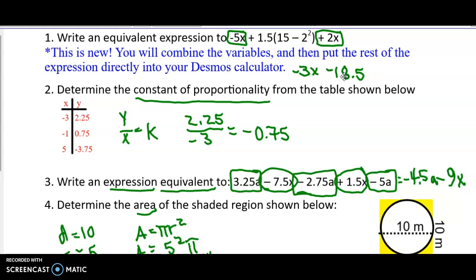Number 2, determine the constant of proportionality from the table shown below. You can see that I took the x and the y values from the first set, and we got 2.25 divided by negative 3 should give us an answer of negative 0.75.